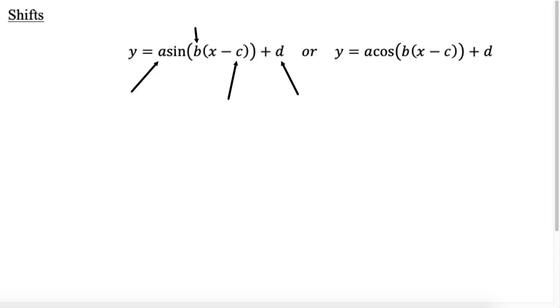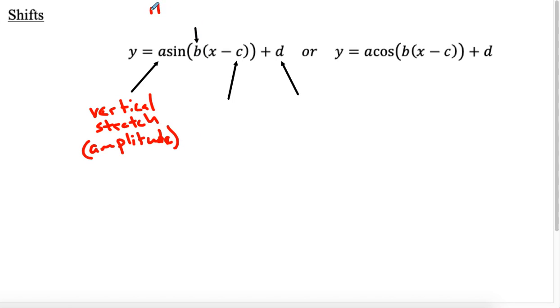We talked in the first semester about shifting all kinds of different functions, so what we're going to be doing is something very similar. If we've got an a, b, c, and d value, these are in the same exact locations as when we shifted things like a quadratic or a cubic or a square root function. The a value here is just a vertical stretch. We will sometimes use different words. We're going to use the word amplitude here when we're talking about a sine or cosine function, but it's still just a vertical stretch.